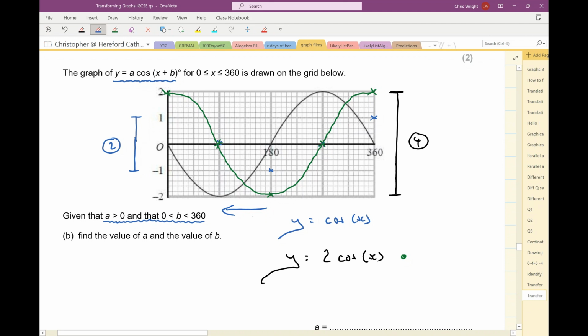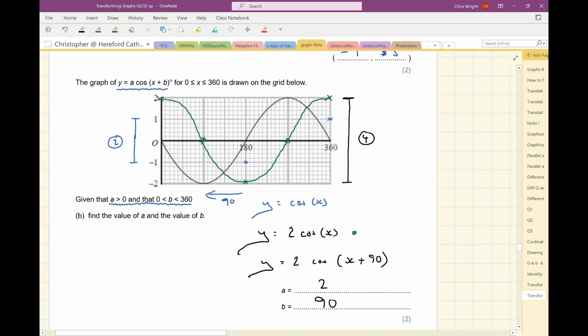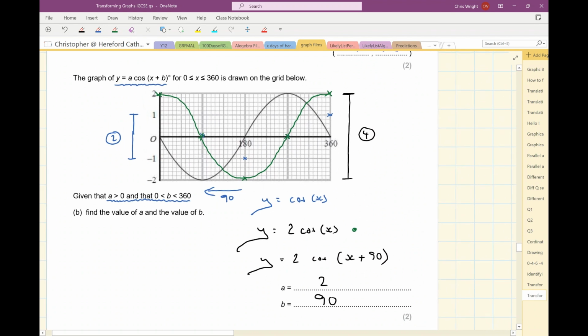And if I'm going to shift it 90 units to the left, translate it by 90 units to the left, then I'm going to have to change y equals cos of x to y equals cos of x plus 90. So my value for a is 2, and my value for b is 90. And that is that question complete.